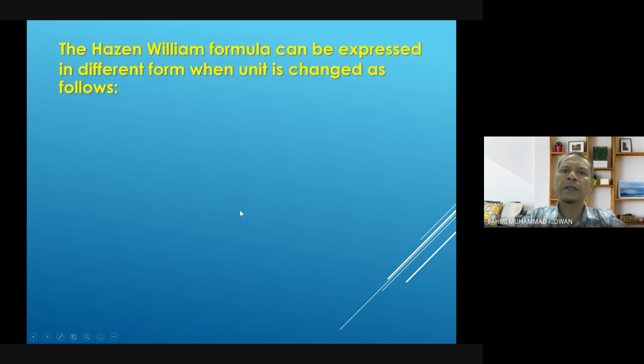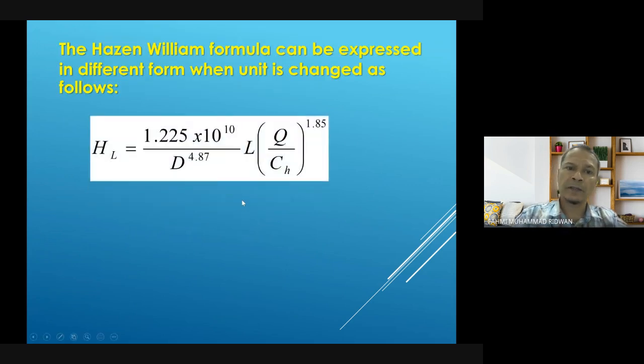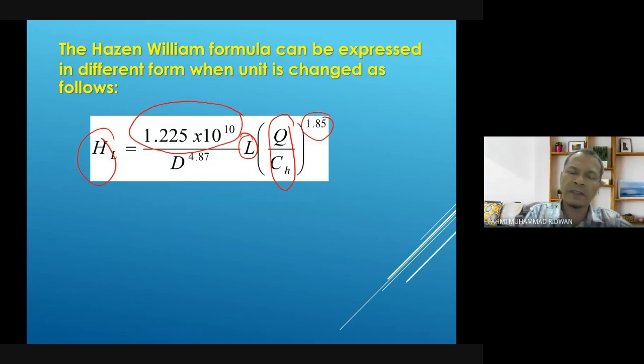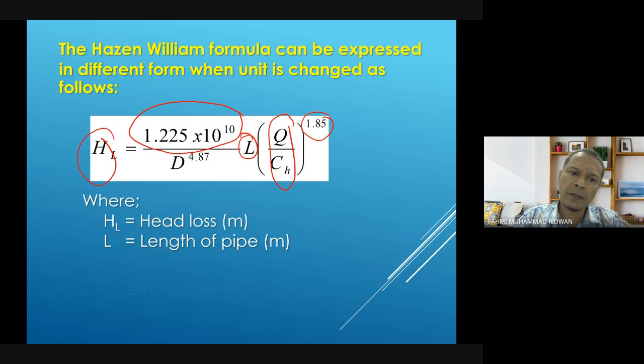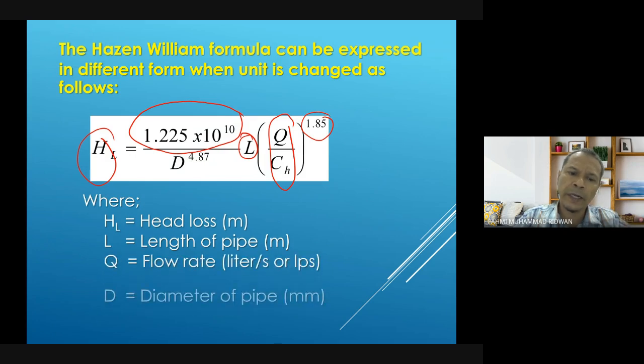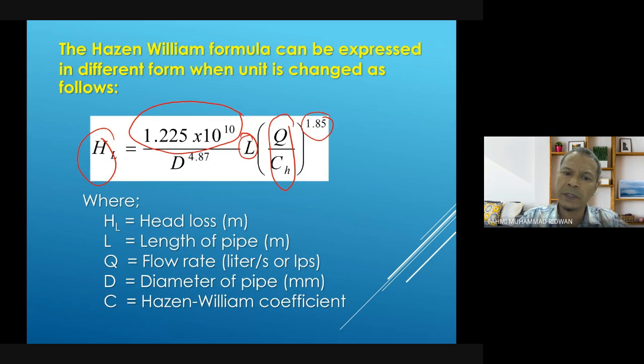So the Hazen-Williams equation we can then express as HL equal to 1.225 multiplied by 10 power 10 divided by D power 4.87 multiplied by L, and then multiplied by Q over CH power 1.85. This is based on the conversion factor that we already explained previously. So this is the explanation of head loss, length of pipe, flow rate, diameter, and also the Hazen-Williams coefficient.